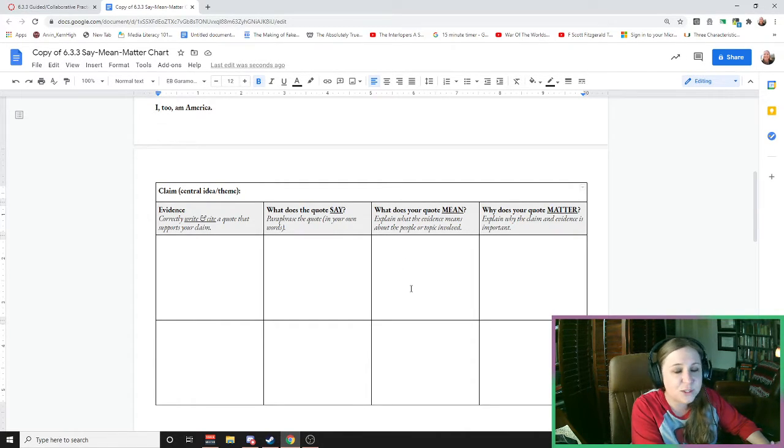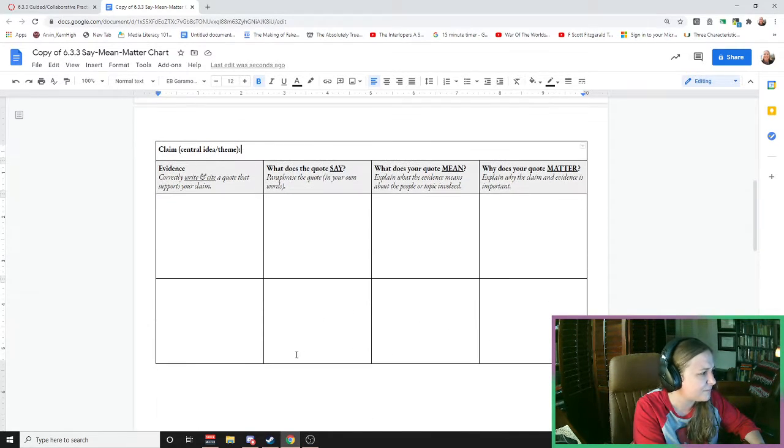In the box that follows, you're going to explain to me what your quote means. Why is it important to those people involved? Why is it related to the topic that you're covering in the theme? And then you're going to go deeper into it and tell me why it matters. Why does this quote, why does this evidence matter for your claim? How does it support it? How does it strengthen it? You're going to put that in this box right here. And then you're going to do it again.